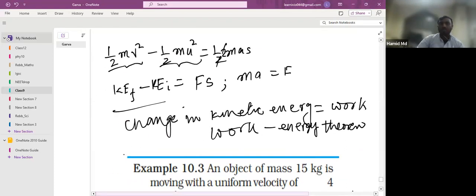What is this? This is called the work energy theorem, right? On this side, kinetic energy is energy, and this F dot S is work. So the work energy theorem. Did you get it or not? This is the work energy theorem, man. Change in kinetic energy is equal to work done. Okay, so now use this concept. Change in kinetic energy is equal to work done.